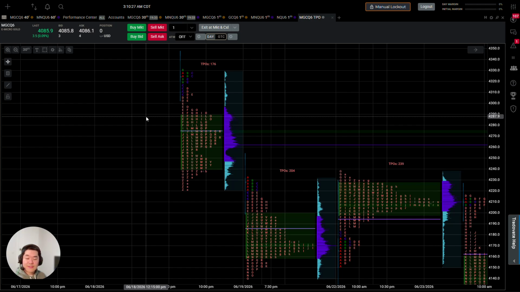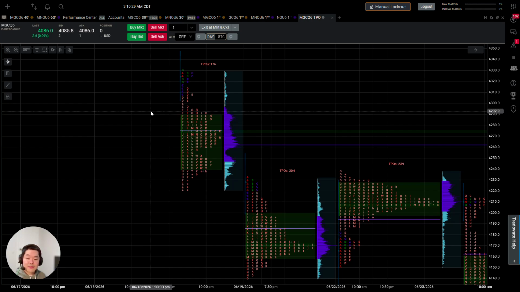So first, to understand what this is, we need to know a little bit about auction market theory. This is the concept that the financial markets operate like a live auction, and a live auction's job is to facilitate trading and seek fair value for its product, service, etc.